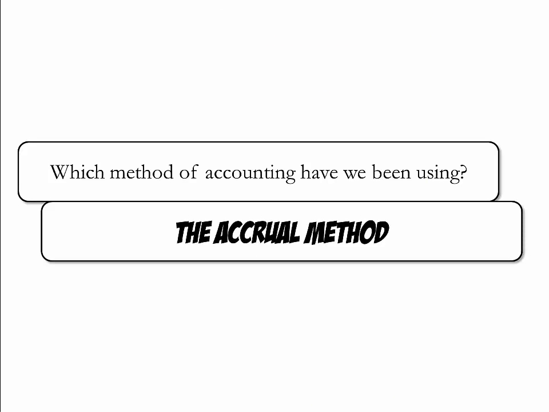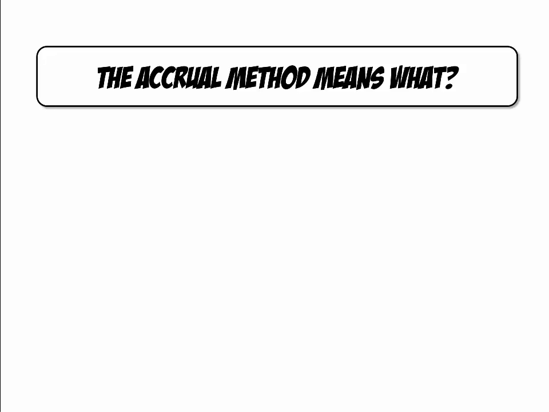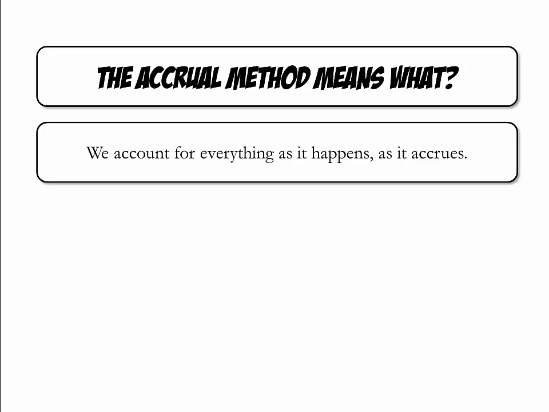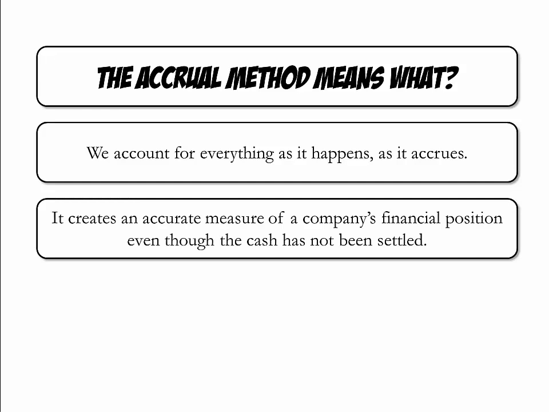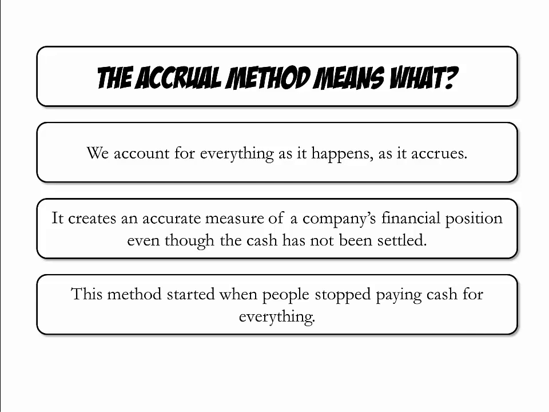Do you know which method of accounting we have been using? It's called the accrual method. Do you know what the accrual method means? It means that we account for everything as it happens, as it accrues. The advantage of using the accrual method is that it creates an accurate measure of the company's financial position, independent of whether or not the cash has settled. This method became prominent when people stopped paying cash for everything.